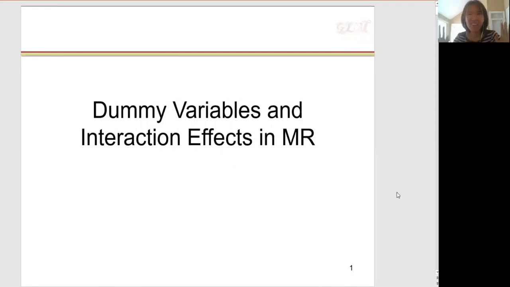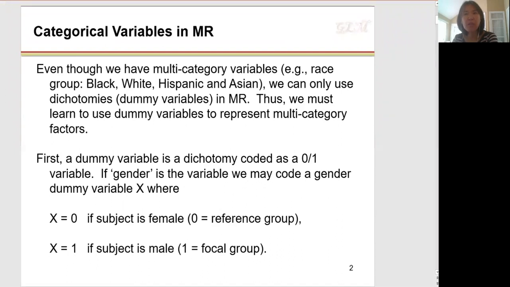Hi everyone. Today's topic is about dummy variable and interaction effect. Actually, we covered this dummy variable topic a little bit last time. So we have two kinds of variables, right? Categorical variable and continuous variable. And dummy variable is a special form of categorical variable.